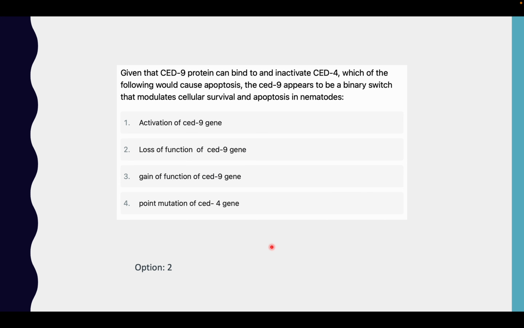Ma'am, why not option number 4 then? Point mutation of the CED4 gene. What will a point mutation cause? Is it necessary that a point mutation causes complete loss of function? No, ma'am. It might lead to it. It might, right? So we don't know what kind of point mutation it is. So to be very sure, loss of function will be the correct option here. Okay.